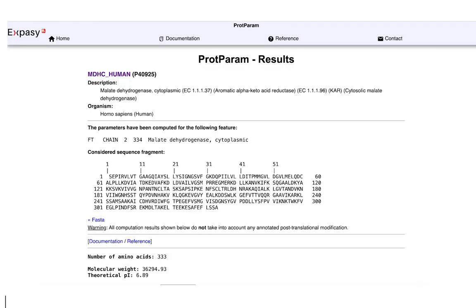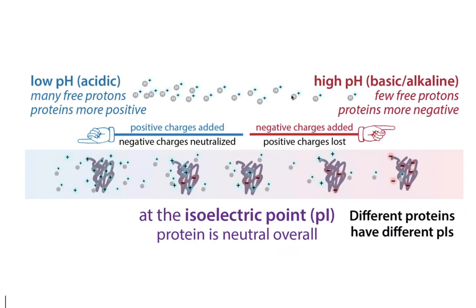We can use a computer program like ExPASy ProtParam in order to calculate the pI for a protein. Remember that the pI is the point at which you're electrically neutral. What this means is that if you were at a pH above that pI, there are going to be fewer protons around. And if there are fewer free protons, now your protein is going to be net negative. So at a higher pH than the pI, you're going to be net negative. At a lower pH than the pI, there are lots of protons around, and so you're more likely to be positive. And the isoelectric point, the pI, is the point at which it's neutral.